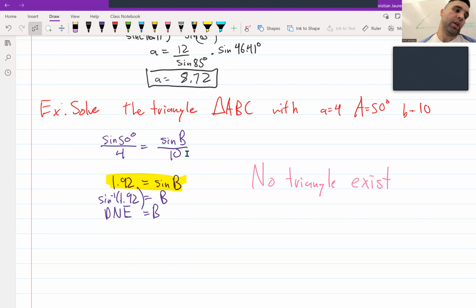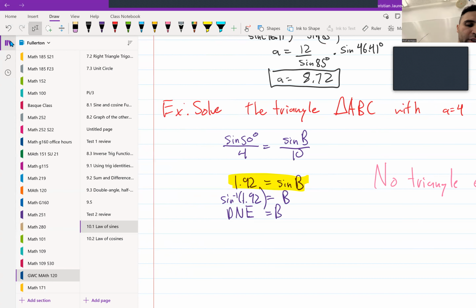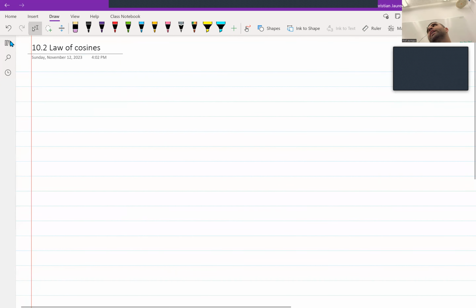So now we move forward into the law of cosines. I'd recommend taking a break before watching this part of the video, just because it's a long video. But let's move forward here. 10.2, law of cosines. Now, law of cosines, I would say, is a more complicated formula to use, but the situations are a little bit more straightforward. There's two situations. There's no 0, 1, or 2 options or anything like that. There's only one option for each of these situations.